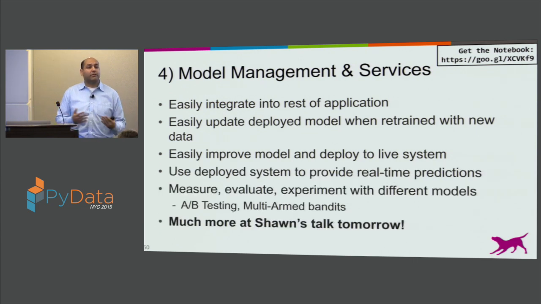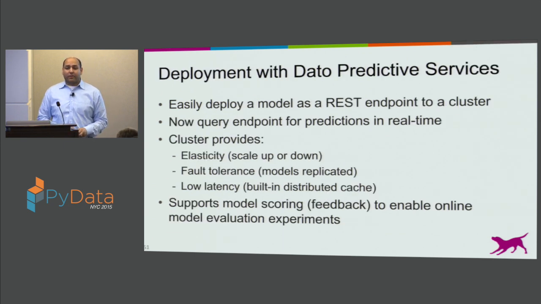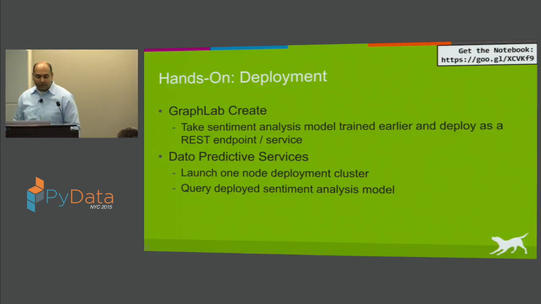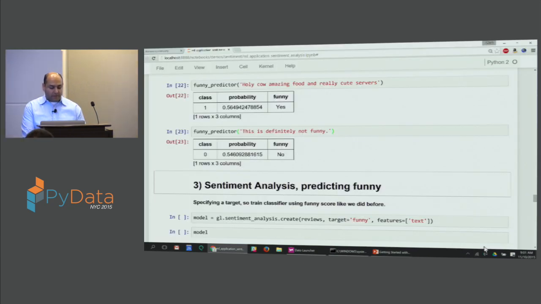You want to make sure you can use this system for real-time predictions, meaning it's got to have low latency. And you want to be able to use the same system for online experimentation, A/B testing, multi-arm bandits, so that your system becomes adaptive. So with Dato Predictive Services, we have a product that gives you all of these things, and that's what we'll go through in the notebook. I don't need to cover all the details here, but it makes doing the steps for deploying a model as a service really straightforward and easy. Okay, so that's it for deployment. And that's it in terms of content, but let's get through the notebook.